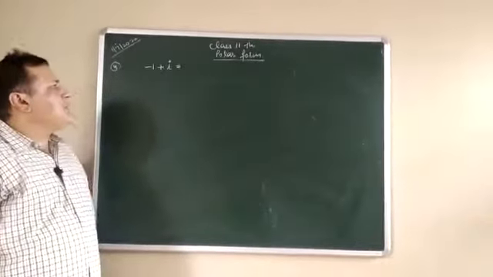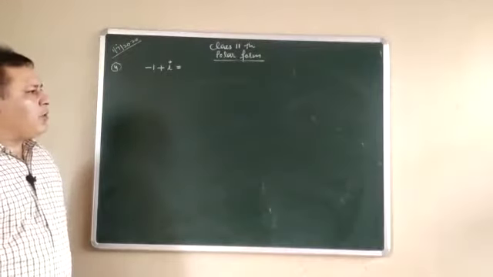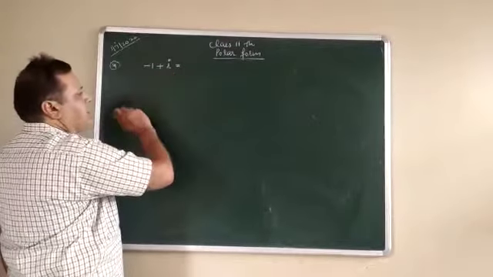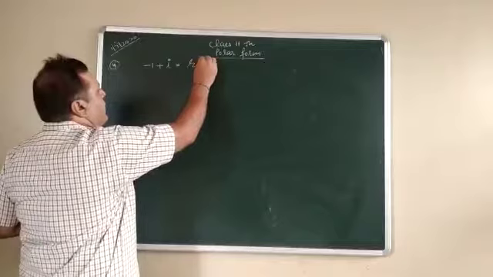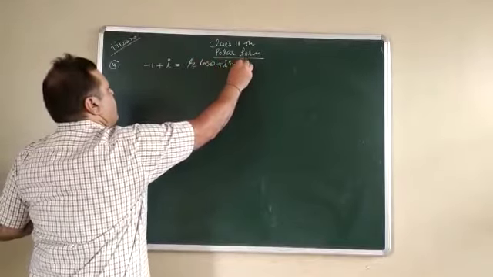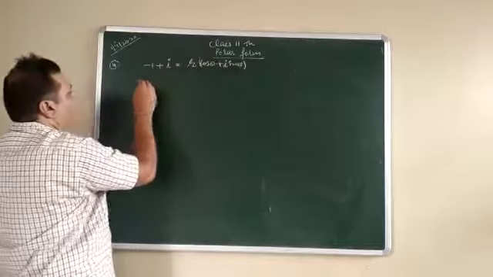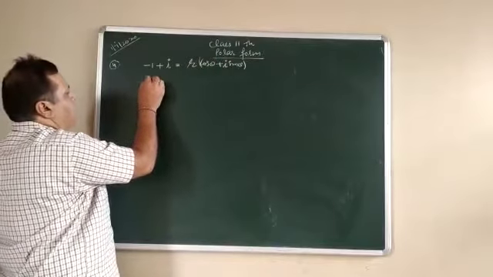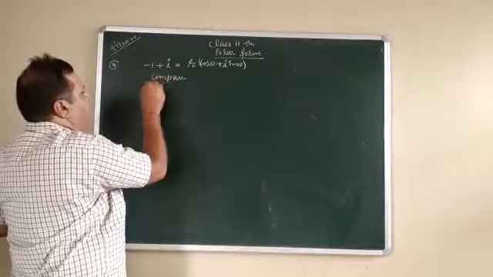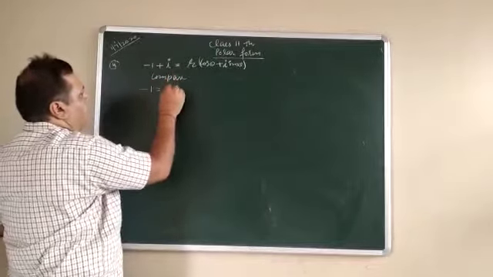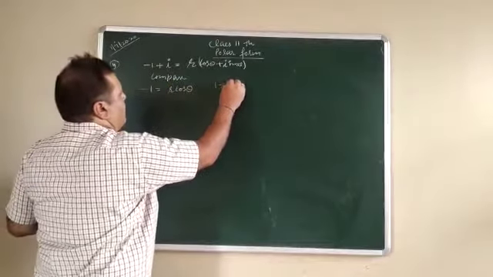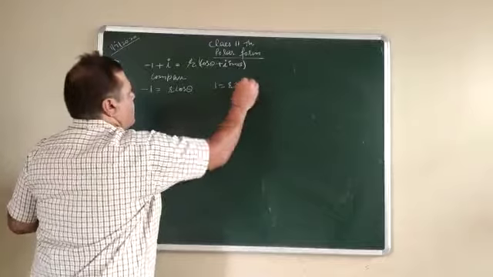Now we shall discuss one more question of the polar form. See this one: -1 plus iota. A statement is given to you. We can write it as r cos theta plus iota sin theta. When we compare, we compare the real part and imaginary part: -1 is equal to r cos theta and 1 is equal to r sin theta.